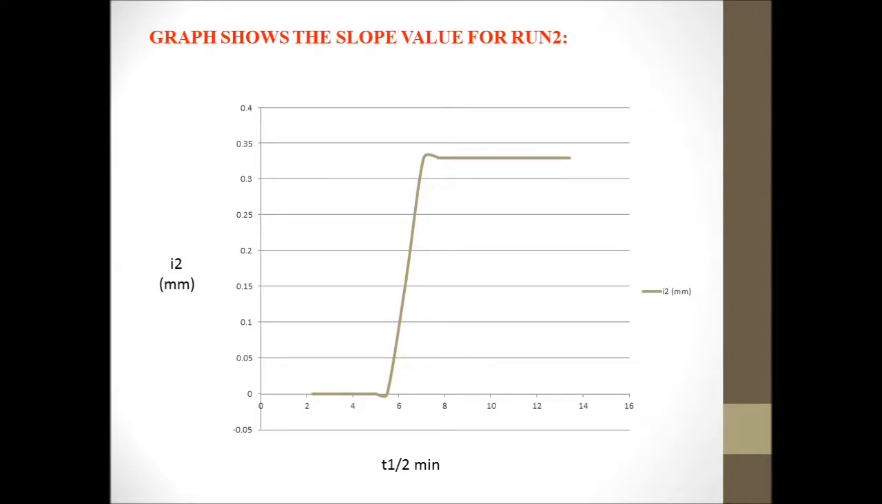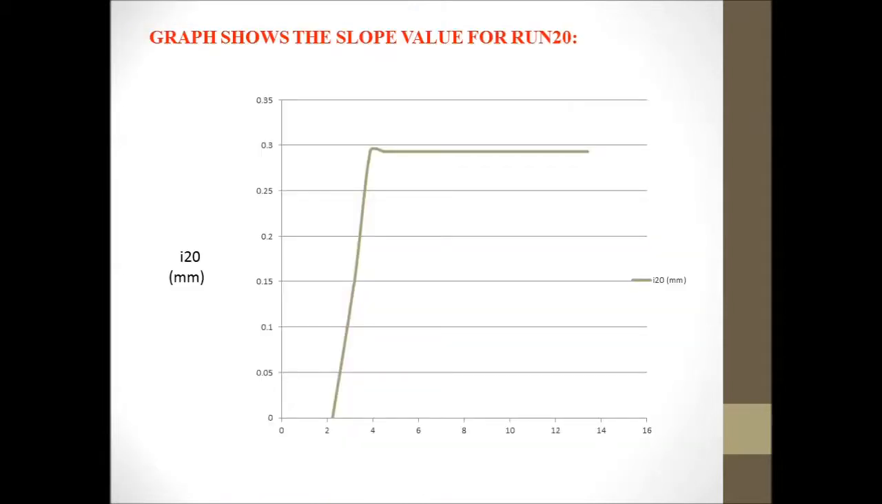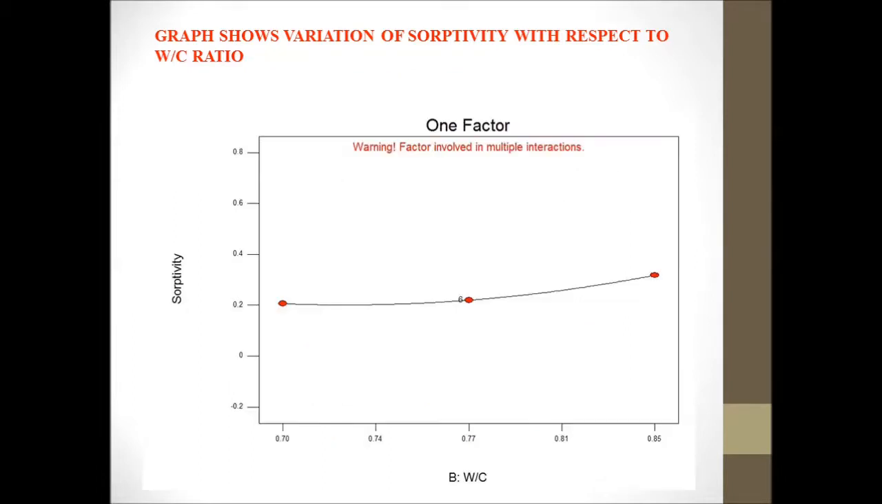This graph shows how the change in weight of the specimen increases for every root of time. This is for run 20. See, this graph first gradually increases to a certain level and it's constant after some time. When water cement ratio gets increased, sorptivity gets increased. When aluminum powder gets increased, sorptivity gets increased.